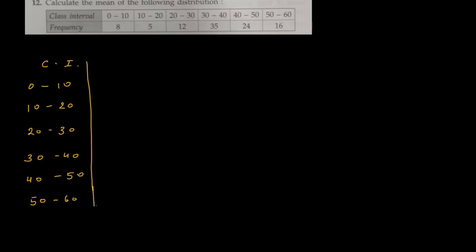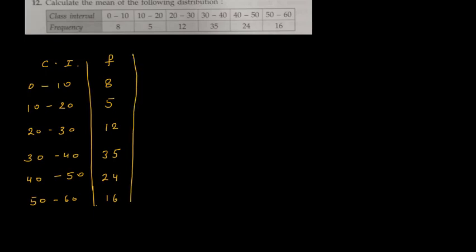Then we have the frequency given. So we take the column of F: 8, 5, 12, 35, 24 and 16.